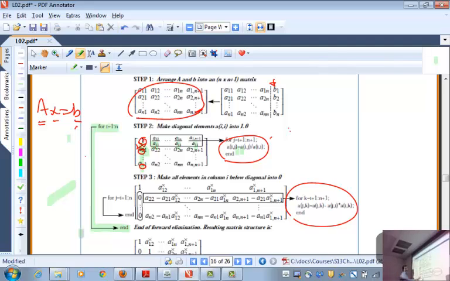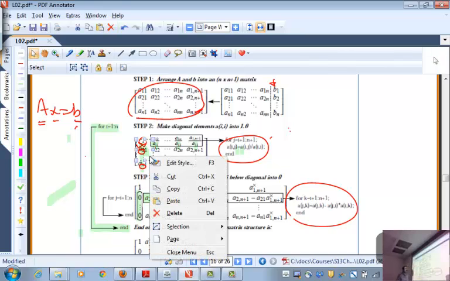The first step is to make the diagonal 1 by dividing. The next step is to make all these elements 0, so I need to figure out what operation to do that. I take A22 and subtract from it A21 multiplied by A12. When I do that, this becomes 0, and that number will be changed. The new numbers are put in its place.